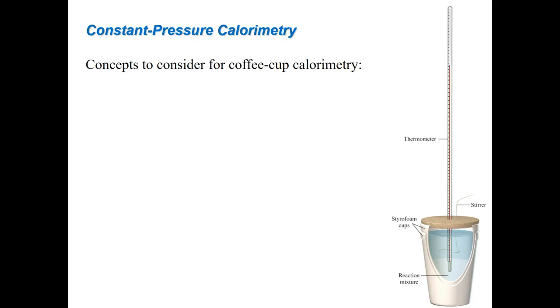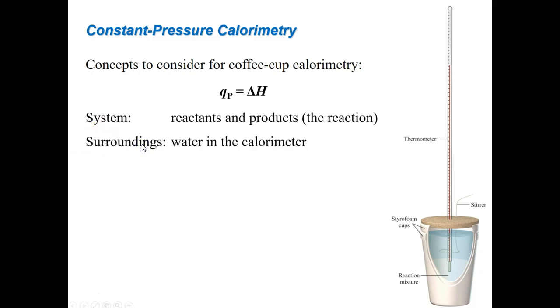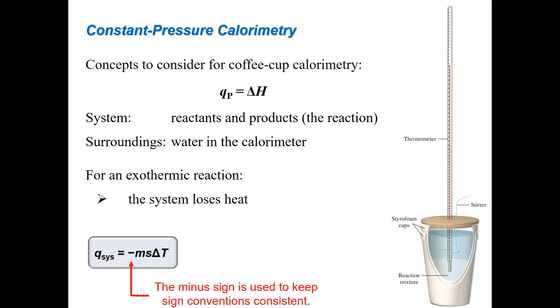So, some concepts that we need to understand about coffee cup calorimeters. Since we're at constant pressure, we can use Q sub P, and that will equal the change of enthalpy, state functions. And so our system is the reaction that's taking place, simply the molecules there, the reactants and the products. The surroundings are the water and the calorimeter and everything else. And so for an exothermic reaction, the system's going to lose heat. The molecules that are the reactants, as they're converted to products, are giving off heat.